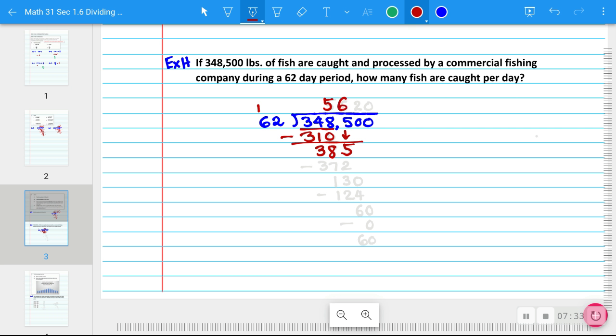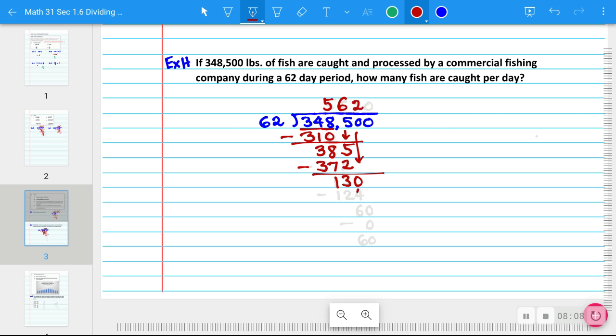So 6 times 2, let me get rid of the old carry mark up there first. 6 times 2 is 12. 6 times 6 is 36 with 1 added. And we'll be subtracting here. 13. And here comes the next 0. So now how many 62s go into 130? How many 6s go into 13 is a related estimate. So 2 times, I think.